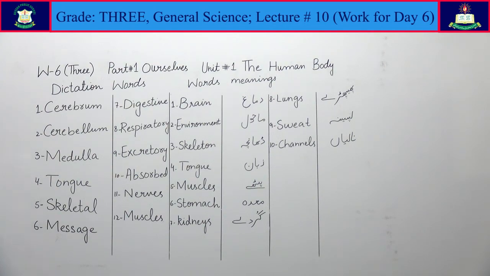Students of class 3, now we will start work for day 6 of general science. Students, we have completed exercise in the previous lecture. Now we are going to start words meaning and dictation words. First of all, we discuss about dictation words. Students, be attentive and look at the whiteboard.